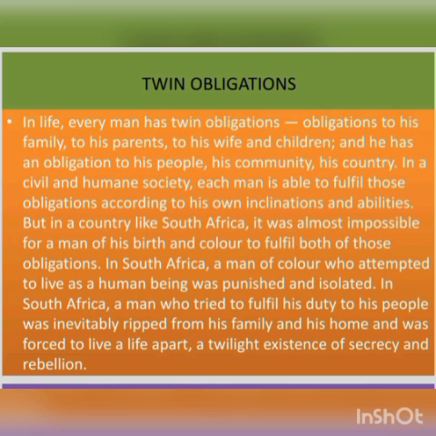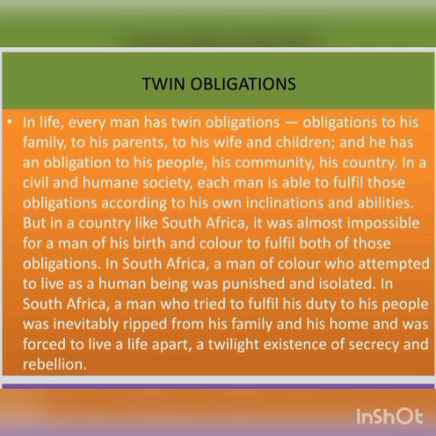Twin obligations. Mandela says, in life, every man has twin obligations: obligations to his family, to his parents, to his wife and children, and an obligation to his people, his community, and his country. In a civil and human society, each man is able to fulfill those obligations according to his own inclinations and abilities. But in a country like South Africa, it was almost impossible for a man of his birth and color to fulfill both of those obligations.